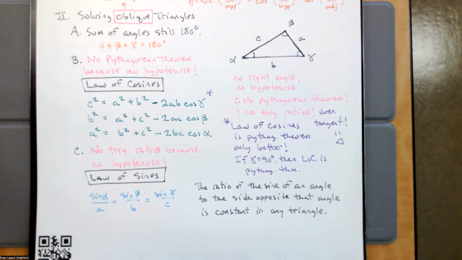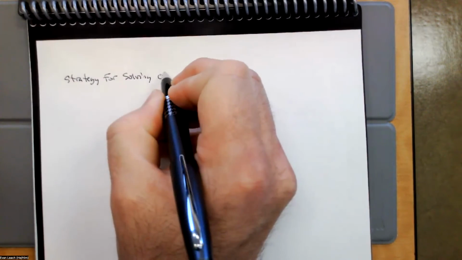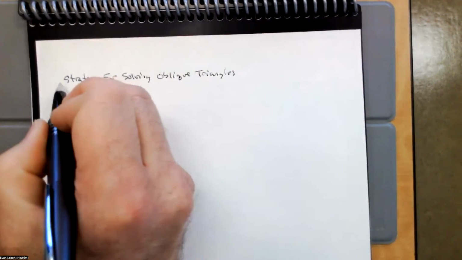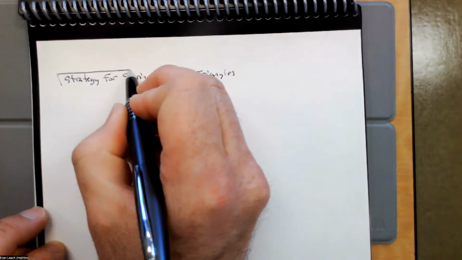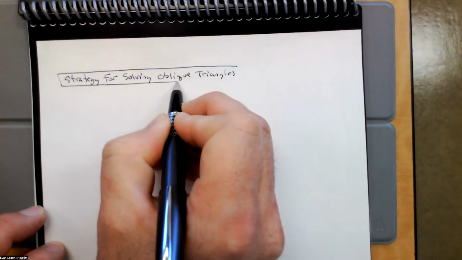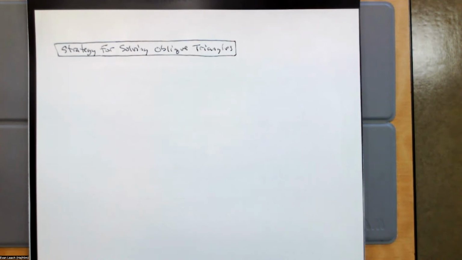But we should discuss our strategy. Let's formalize our strategy. We're going to set up a hierarchy based on ease of use.